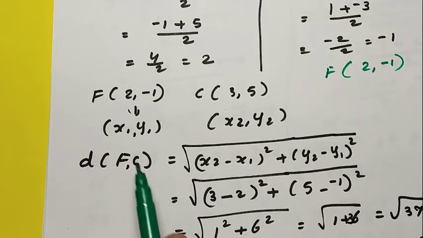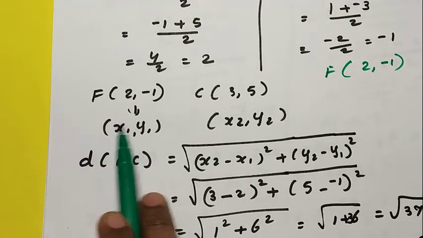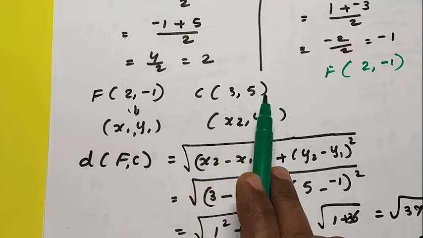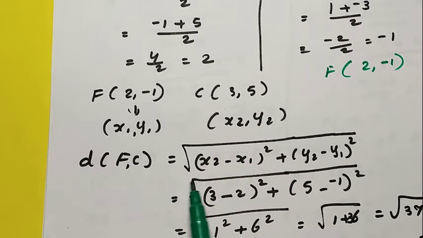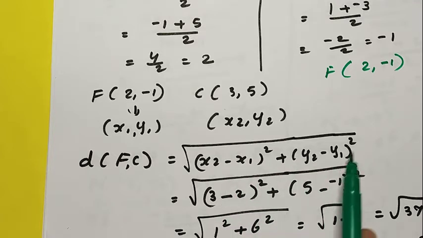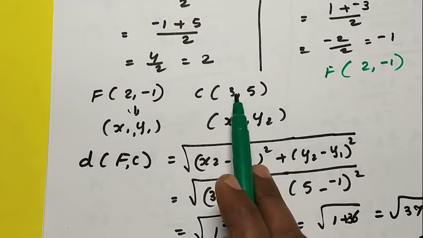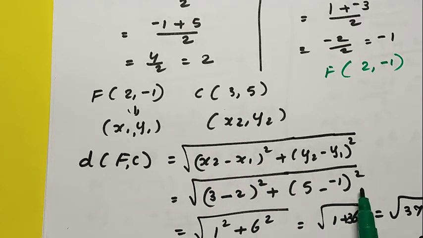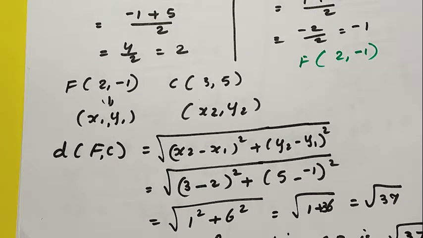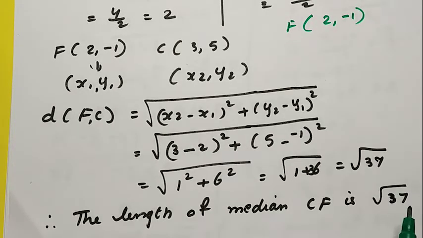By using the distance formula, x1, y1 is the F coordinate and x2, y2 is the C coordinate. Therefore, the distance between F and C is equal to the square root of (x2 minus x1) the whole square plus (y2 minus y1) the whole square. That is the square root of (3 minus 2) the whole square plus (5 minus -1) the whole square, which is equal to the square root of 1 square plus 6 square, that is 1 plus 36, the square root of 37. Therefore, the length of the median CF is equal to the square root of 37.